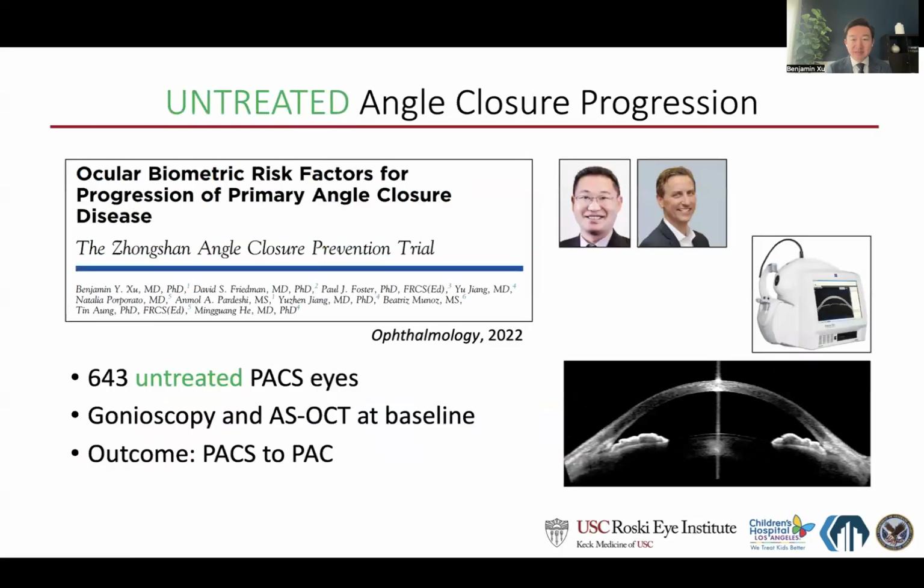More recently, I collaborated with the authors of the ZAP trial to look at ocular biometric risk factors for progression of primary angle closure disease. In this study, we used data from 643 untreated PACS eyes to observe the natural history of PACS to PAC. And all of these participants had received gonioscopy and ASOCT imaging at baseline. Our outcome measure was progression from PACS to PAC.